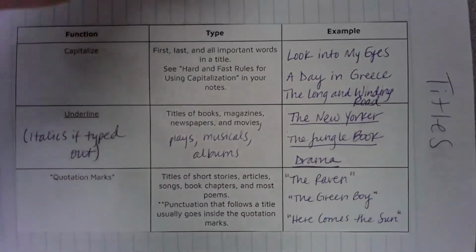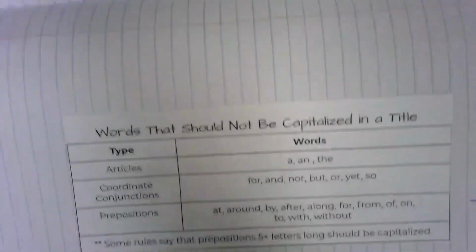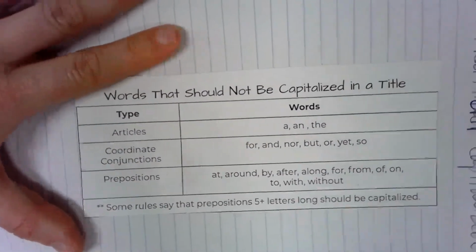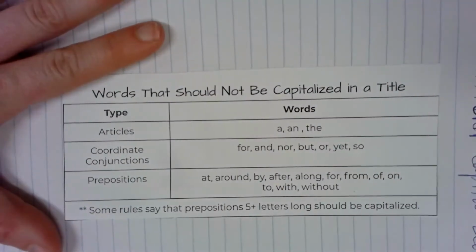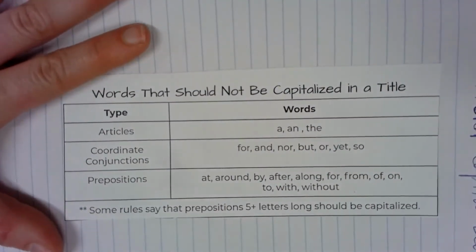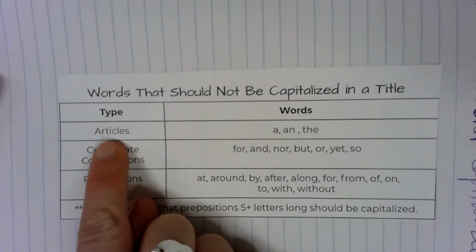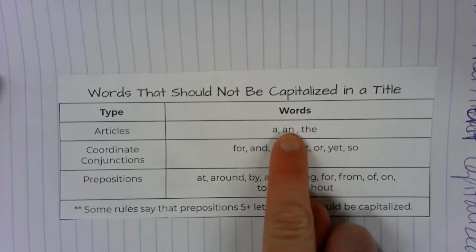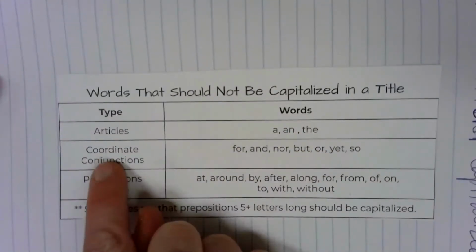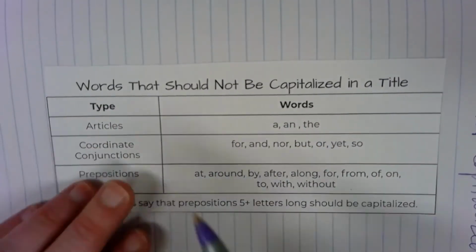And then I'm just going to briefly touch on this other foldable that we did here. So words that should not be capitalized in a title. We talked about this the other day, but I wanted to give you just a visual or a list of these too. Articles, remember, are a, an, and the. We looked at those in our adjectives unit. Coordinate conjunctions, I want you to write FANBOYS.